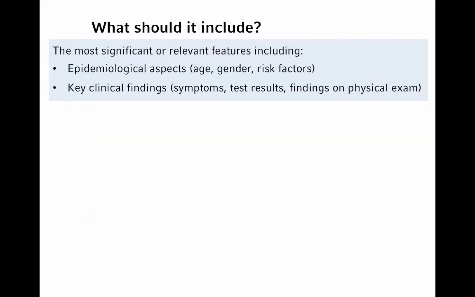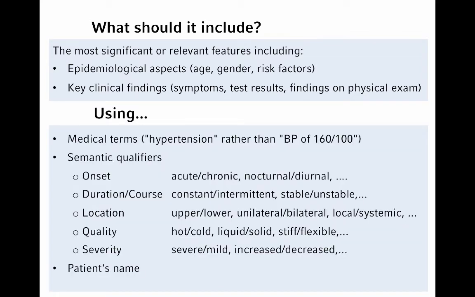What should a summary statement include? Basically, it should include the most significant and relevant features of a virtual patient, including, for example, any epidemiological aspects like age, gender, risk factors like, for example, long-distance travels. And it should include key clinical findings like the symptoms of a virtual patient, the test results, or findings on physical exam.